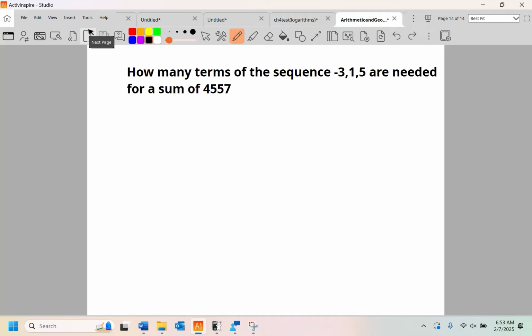All right, how many terms of the sequence negative 3, 1, 5 do we need to get to the sum of 4,557? So I notice that I'm adding 4, so this is definitely arithmetic. At this point in time, you should have seen this demonstrated to you twice now, maybe 3 times, and you should have also practiced it 2 or 3 times by now. So you ought to be there unless you didn't pay any attention or didn't do any of the practice. So you shouldn't struggle too bad with this.